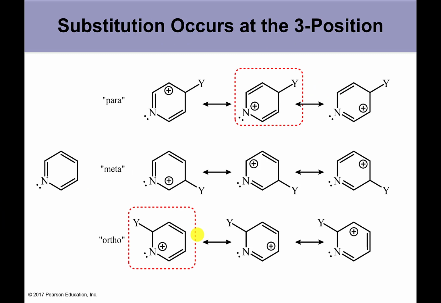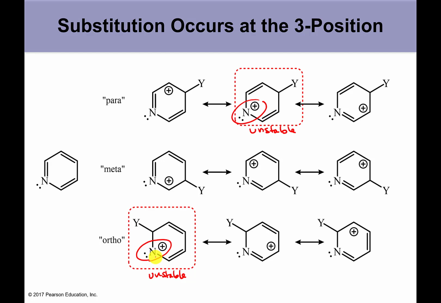To understand why substitution takes place in the 3 or meta position relative to the nitrogen, you have to look at all the intermediates. And the bottom line is that when you do substitution in the ortho and para positions, you get relatively unstable intermediates as one of the contributors. So here's an unstable intermediate, and here's another unstable intermediate. And it's unstable because you put the positive charge on the more electronegative nitrogen atom.